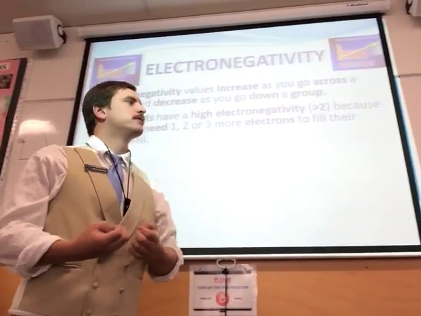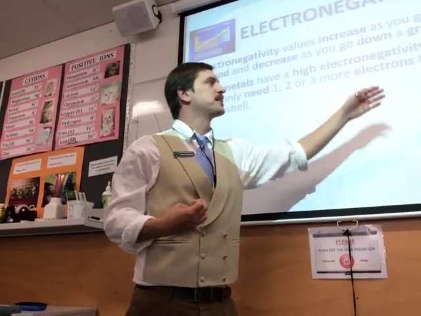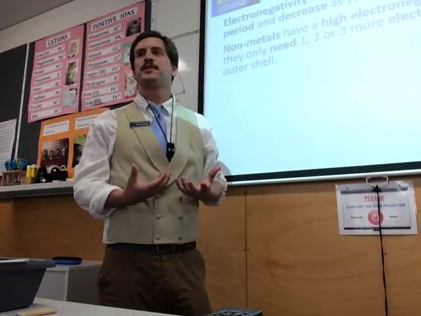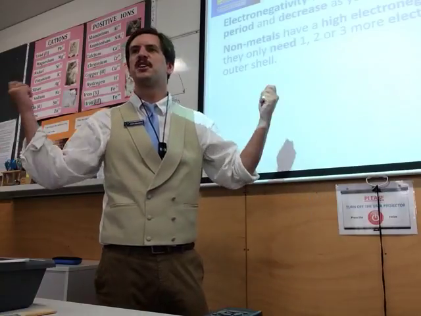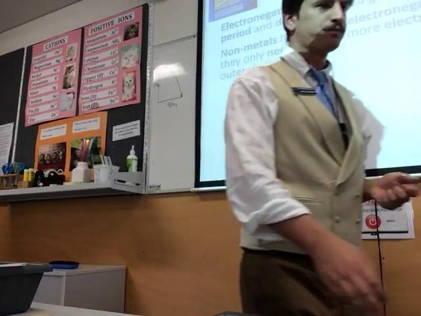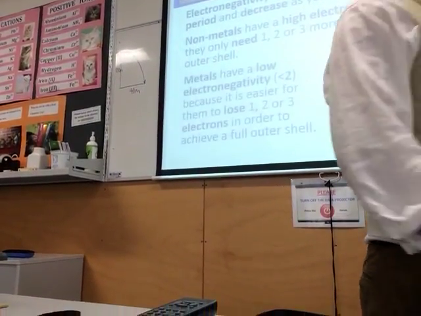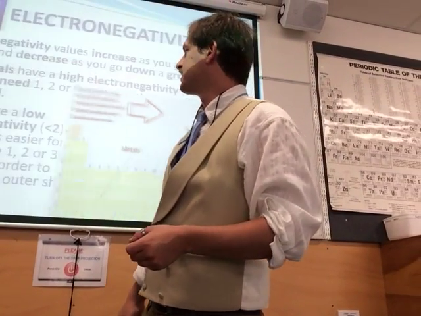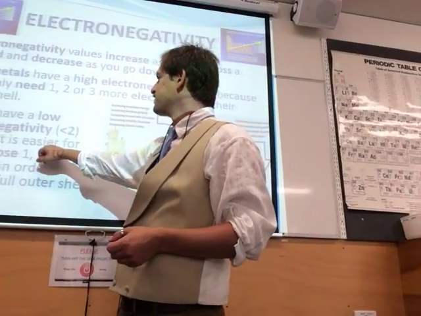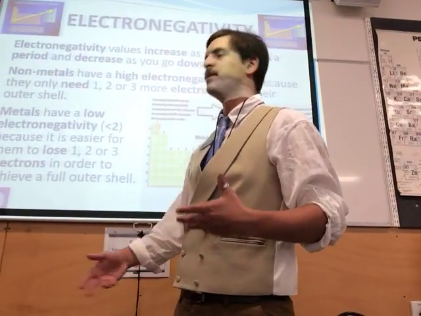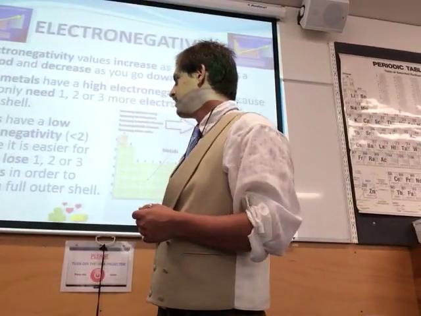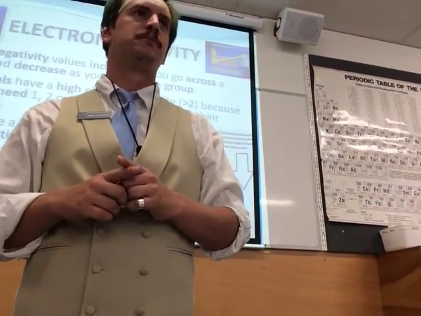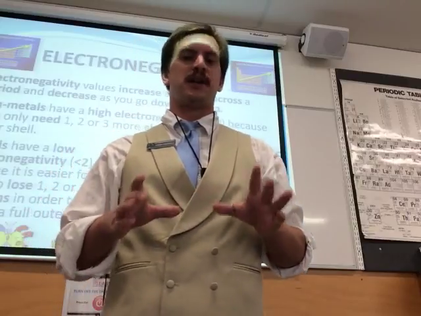And for that reason, nonmetals have high electronegativity. They only need 1 or 2 or 3 more electrons to fill their shells. They've got a high core charge. They're going to take them. And metals have low electronegativity, as I said, because it is easier for them to lose 1 or 2 or 3 electrons than it is to gain them in order to achieve a full outer shell. So that's electronegativity.